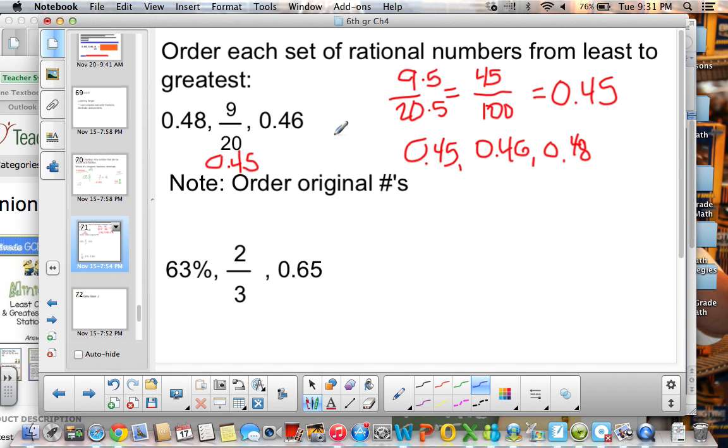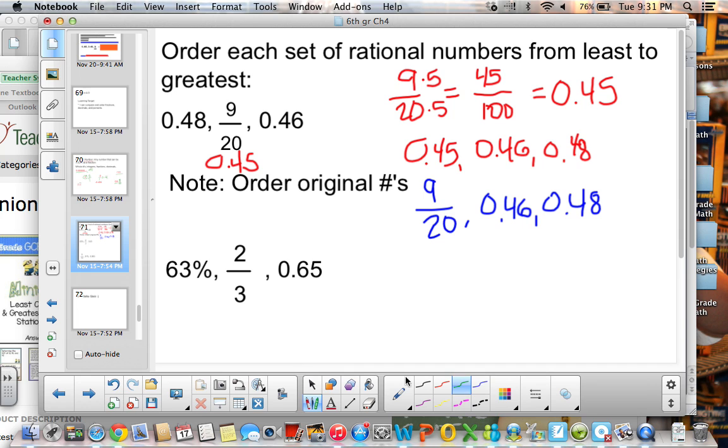Now our last step is to put them in order in their original form. 45 hundredths was given to us as 9 twentieths, so I'm going to rewrite it as 9 twentieths. And the other two are exactly how we wrote them up above. So 9 twentieths, 46 hundredths, and then 48 hundredths.